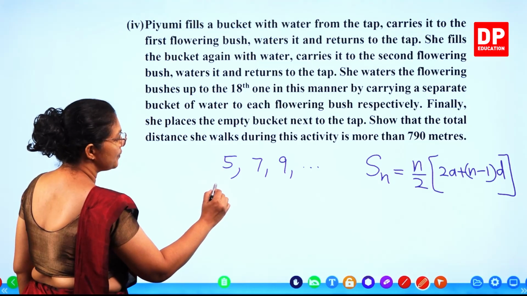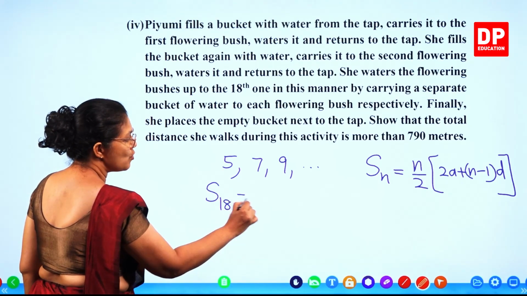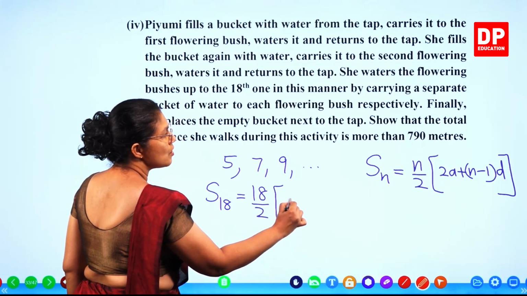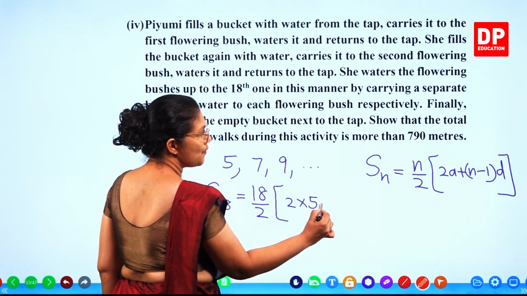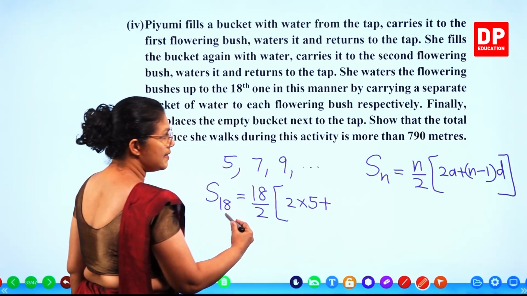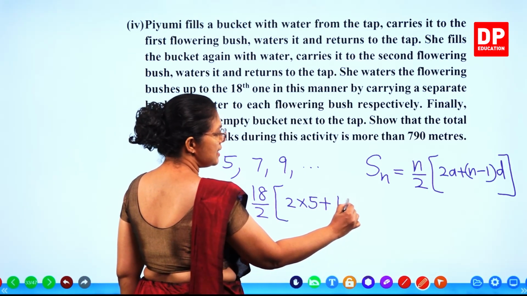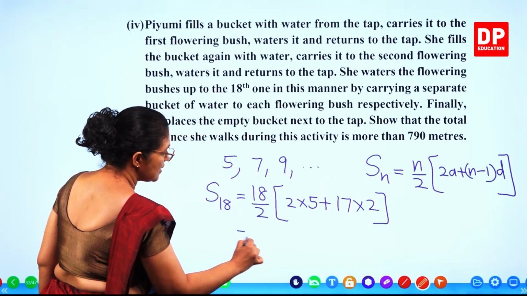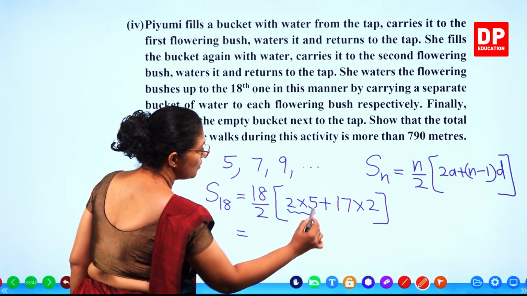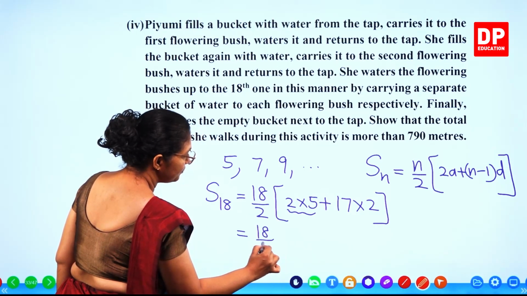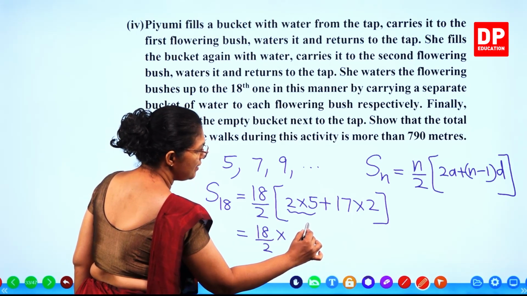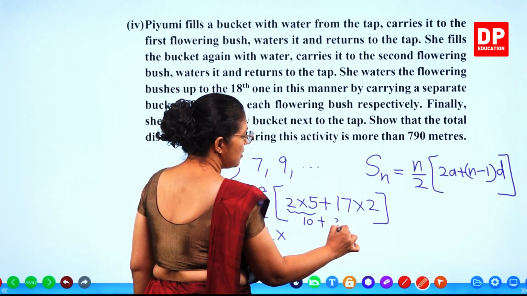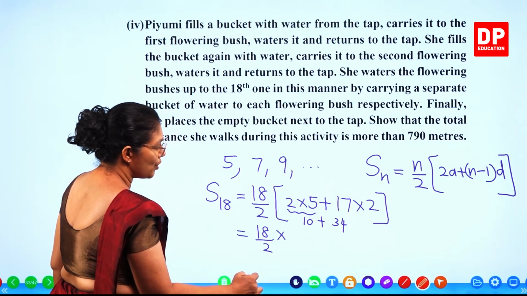So what's the sum? S18, because 18 bushes are there. 18 divided by 2, 2 times 5, a equals 5. And here n is 18. 18 minus 1 is 17. d equals 2. What's the distance? You can do this part first. 10. And this one, 2 times 17, 34. So 44 there.